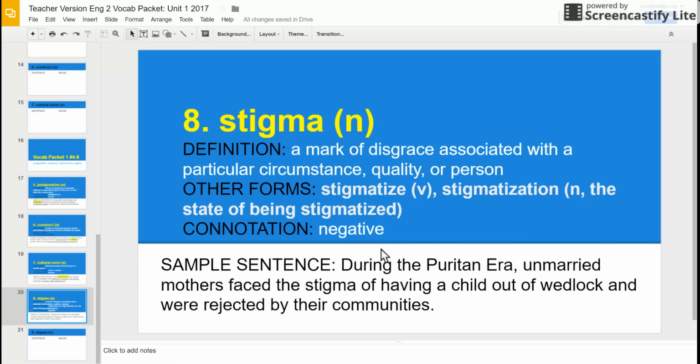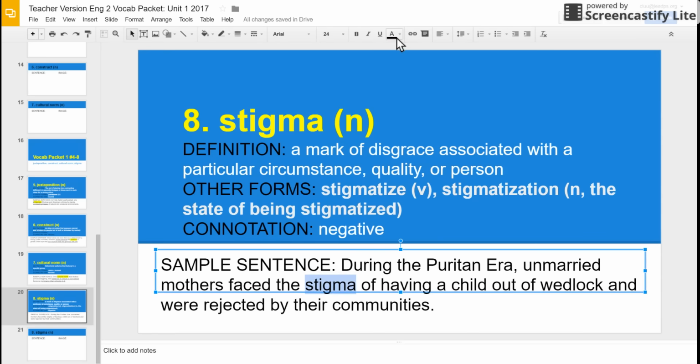So let's look at our sample sentence here. During the Puritan era, unmarried mothers faced the stigma, here's our term, we're going to highlight that, of having a child out of wedlock and were rejected by the communities. So because we're talking about disgrace, we're going to underline this part about being rejected by communities.